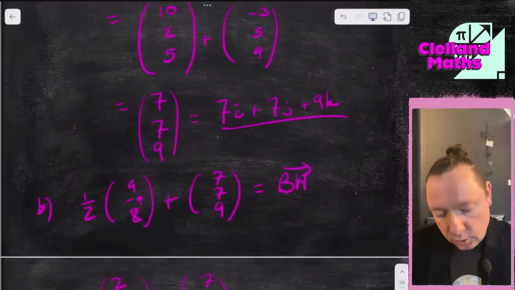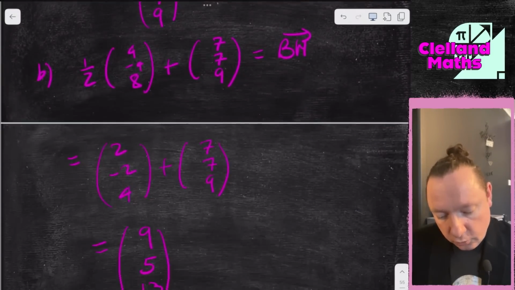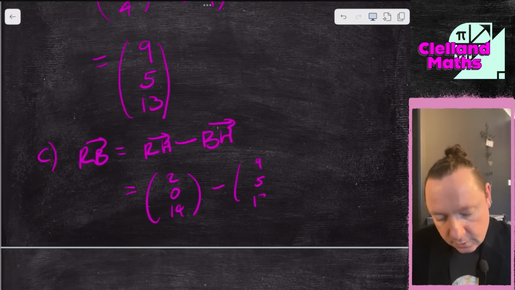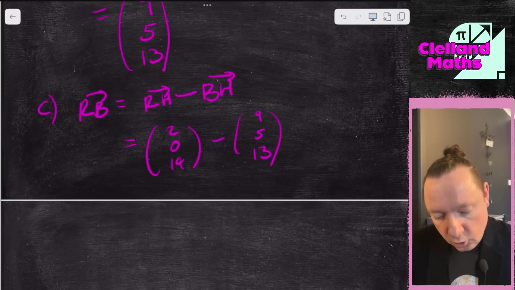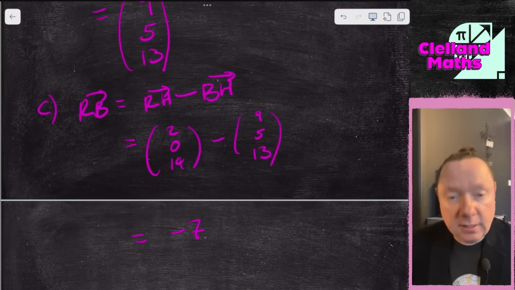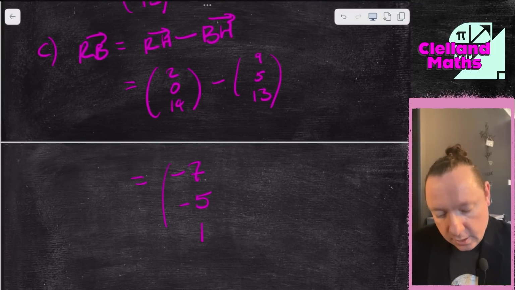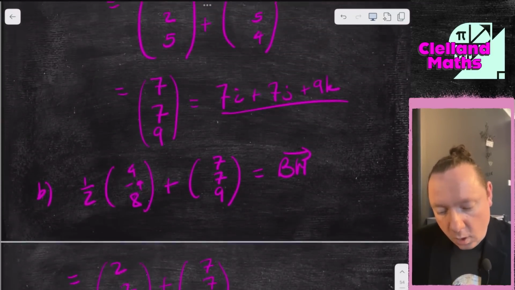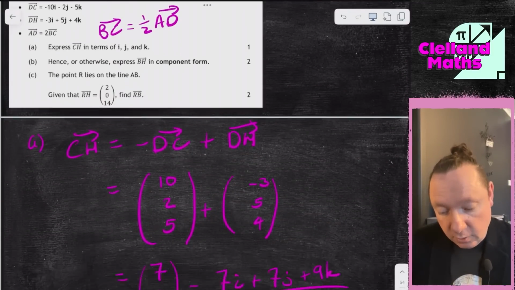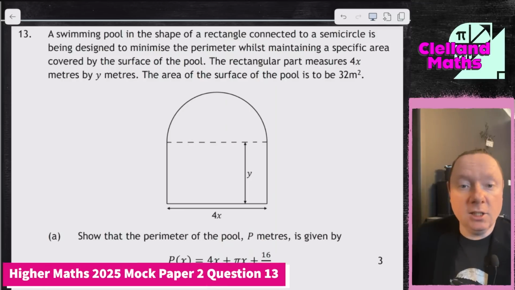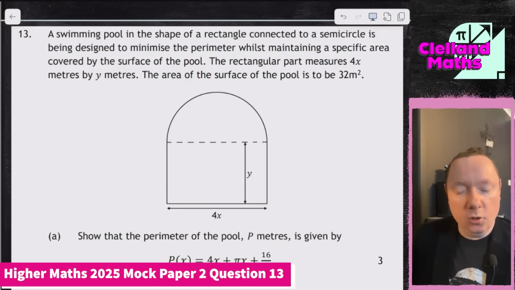Well, we know R to H. R to H is 2014. And part B gave us B to H, 9, 5, 13. So that means we can just do 2 minus 9 is minus 7, 0 minus 5 is minus 5, 14 minus 13 is 1. We've got minus 7, minus 5, 1. It doesn't tell you whether component form or not, so I'll just leave it in component form. And we're done there.